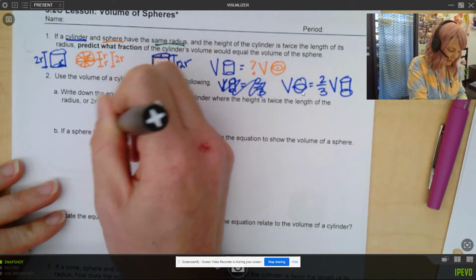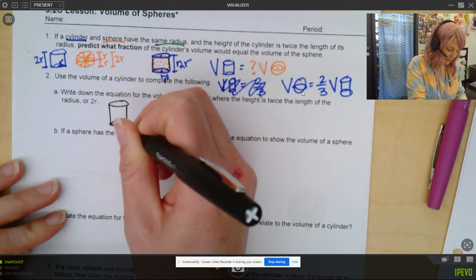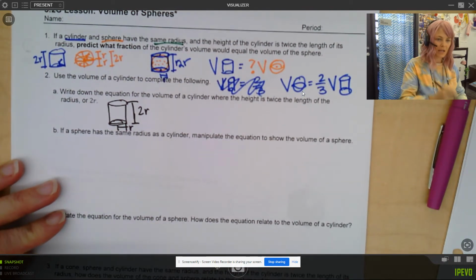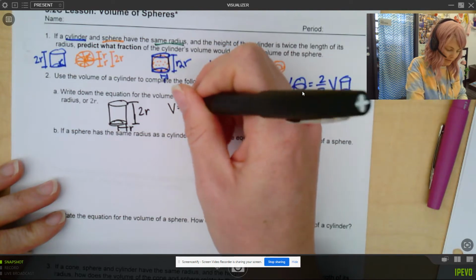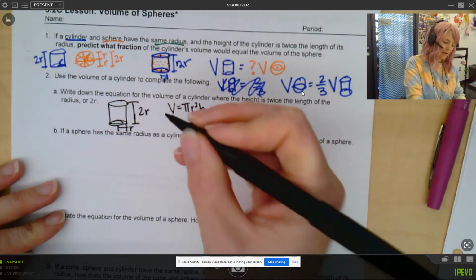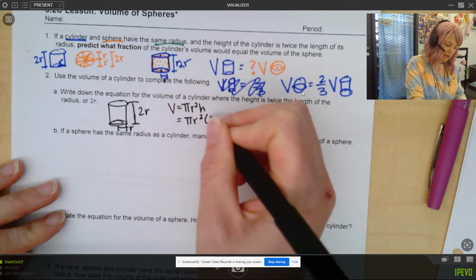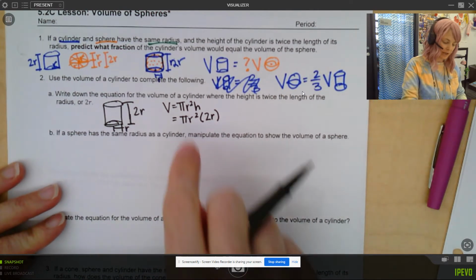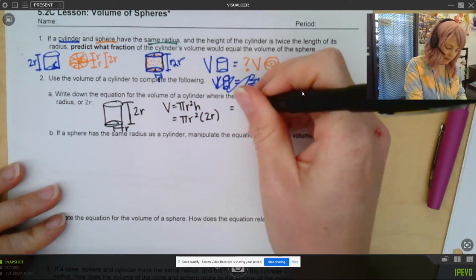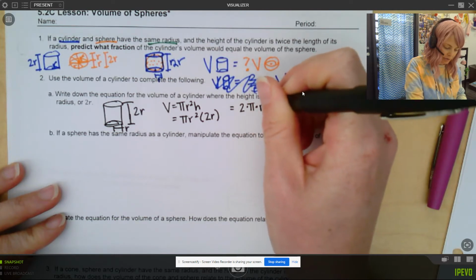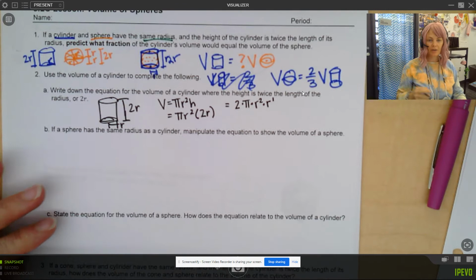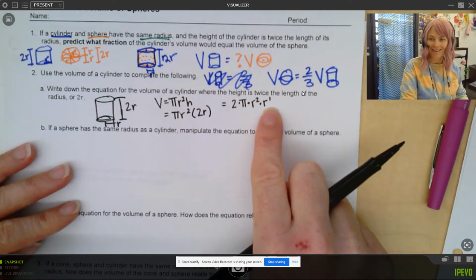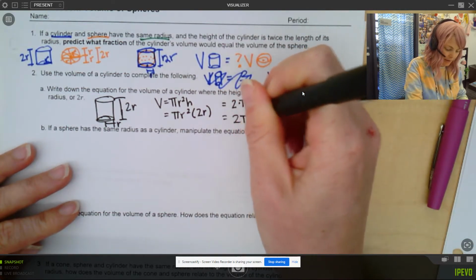If we have a cylinder with the radius and the height is twice the radius, we know the volume of a cylinder is pi r squared h, but now our h value is 2r. Because all these values are being multiplied together, we can use the commutative property of multiplication and move around the factors. So I'm going to write this as 2 times pi times r squared times r to the first. Because we know so much about exponent properties now, when we're multiplying with the same base, r squared times r to the first, we add our exponents and we're going to get 2 pi r cubed.